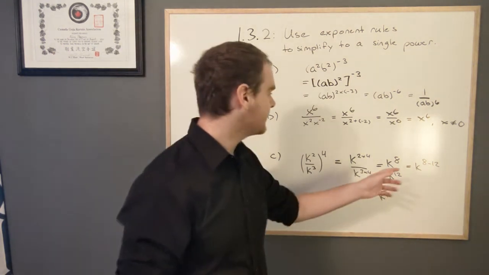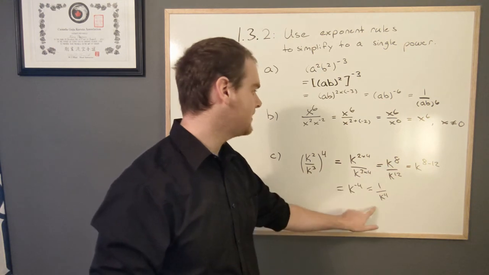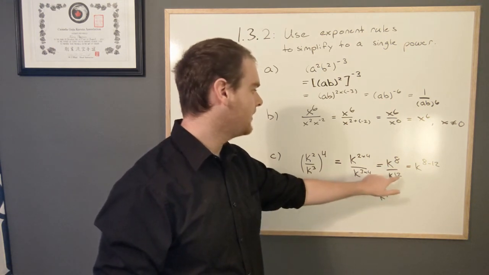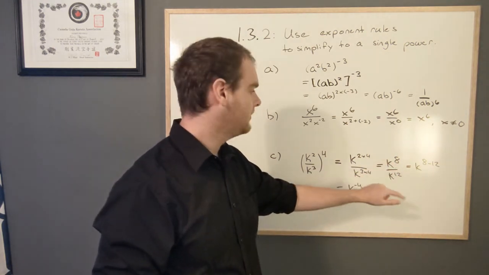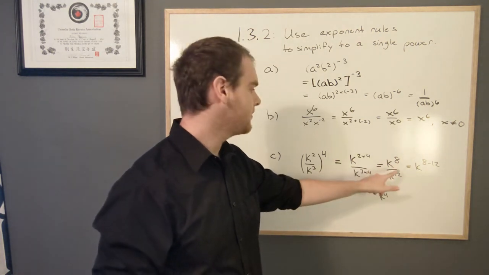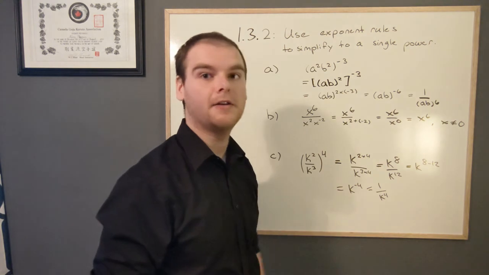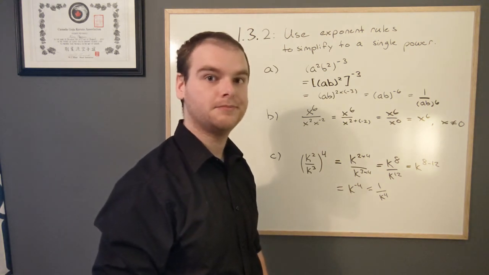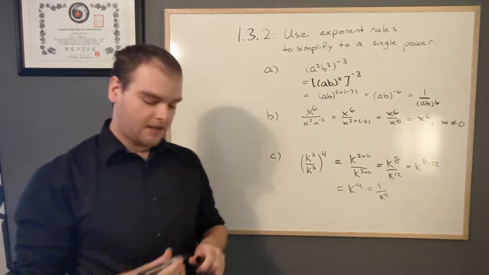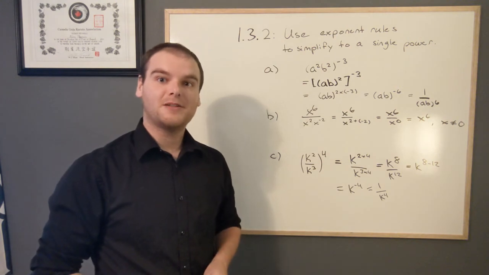And if you're clever, you can skip from this step to this step by knowing that the difference is 4, and this is the larger one, so the 4 is going to be on the denominator. So you can skip right to here and just write 1 over k to the 4. Anyways, that's it for these practice problems.